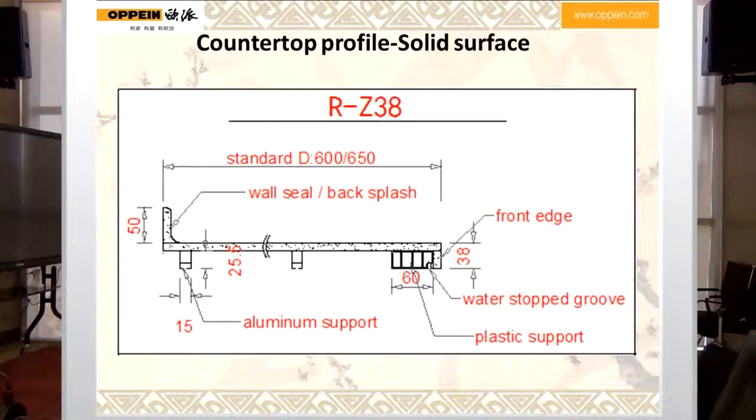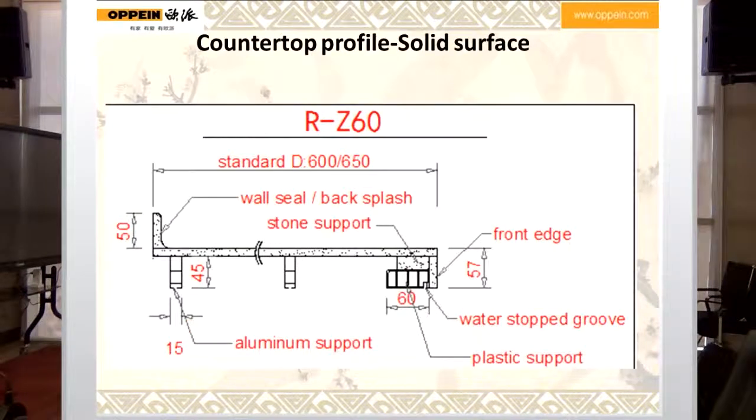Here is the plastic support. Under the countertop is the aluminum support bar. The size is 15 × 25.5. This is R660. The washer, front edge, the water stop groove. This is the plastic support, and the stove support between the plastic support and the surface.